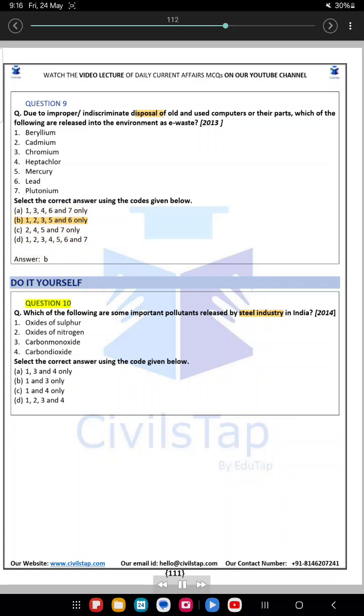Do it yourself. Question 10. Which of the following are some important pollutants released by steel industry in India? 2014. 1. Oxides of sulfur. 2. Oxides of nitrogen. 3. Carbon monoxide. 4. Carbon dioxide. Select the correct answer using the code given below. A. 1, 3 and 4 only. B. 1 and 3 only. C. 1 and 4 only. D. 1, 2, 3 and 4.